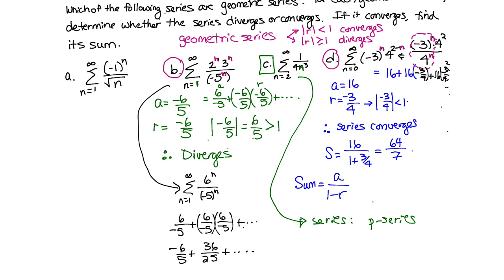The P value is 3. That's greater than 1, and therefore it converges, absolutely. So that P series actually converges. Can I find a sum for that series, even though it converges? I mean, if it converges?